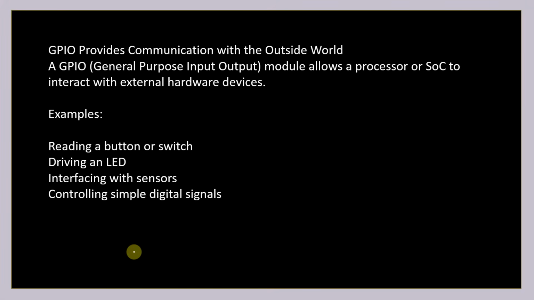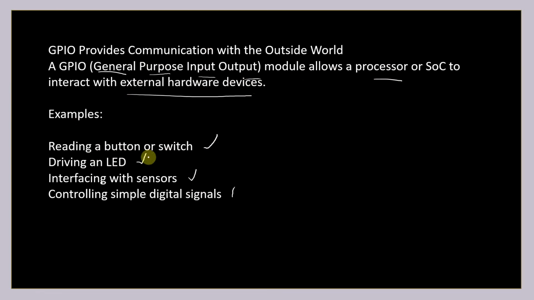Now, as we have already discussed, GPIO provides communication with the outside world. GPIO, which is nothing but general purpose input output, is for general purpose use, and it allows a processor or an SoC to interact with external hardware devices. For example, reading a button or a switch, driving an LED, interfacing with sensors, or controlling simple digital signals.